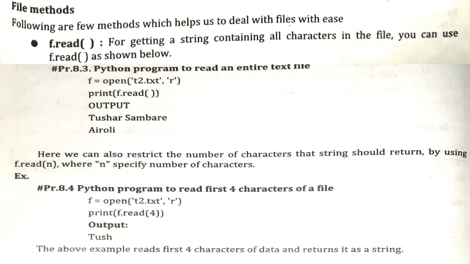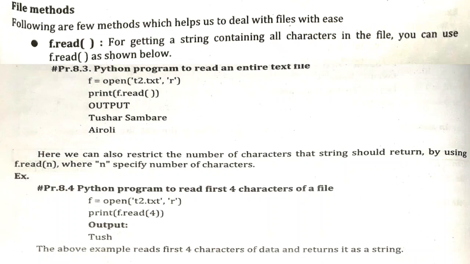Just see the example. Again, imagine the content of t2.txt as Tushar Sambre and Airoli. We have opened the t2.txt file in read mode, and then inside print we have written f.read. Because of f.read, this line will read the content from the t2.txt file and display the entire content of the t2.txt file as output.